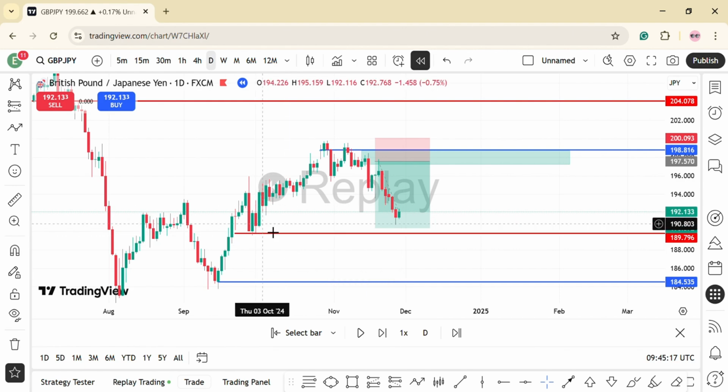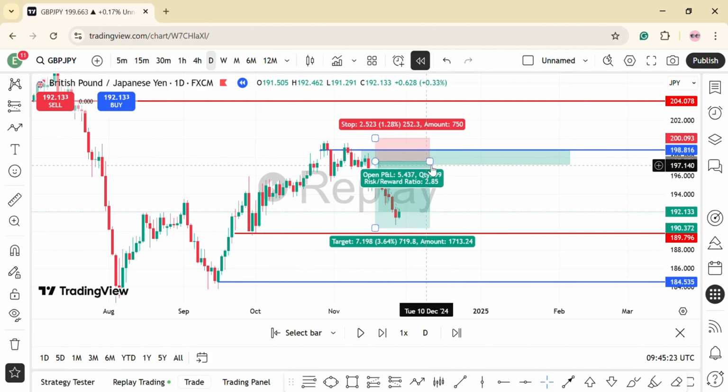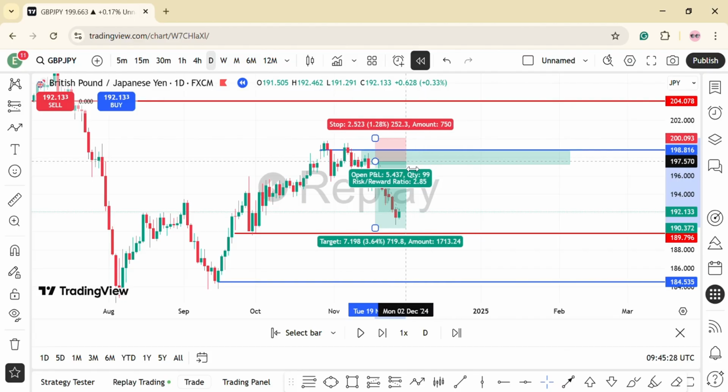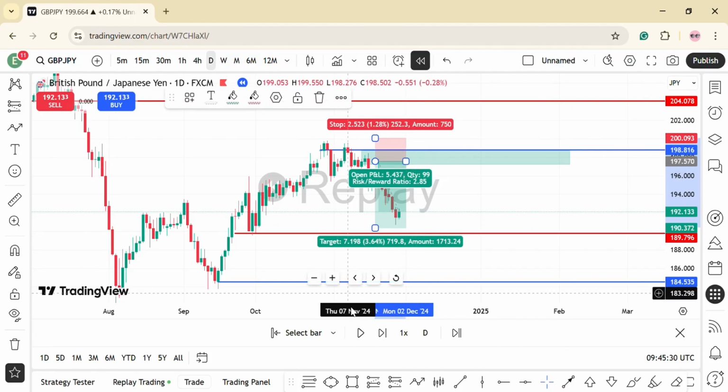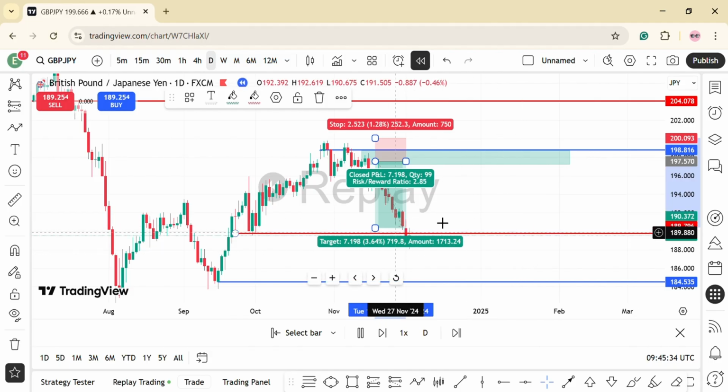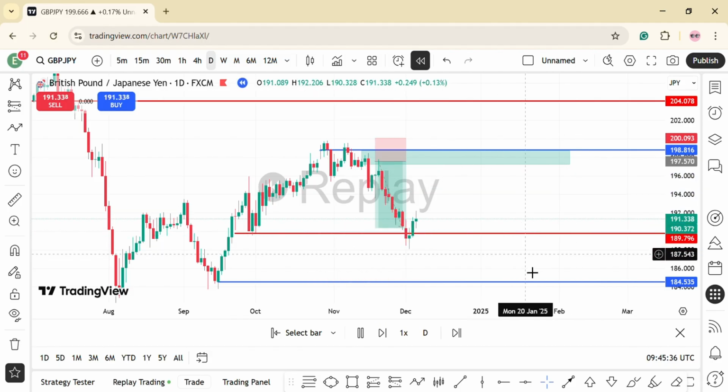There's no demand zone within here. If there's a demand zone, we would have waited to catch the buy. Let's see if the market will do that, and if the market will create any demand zone for us to hop on the buy. You can see profit. Okay.